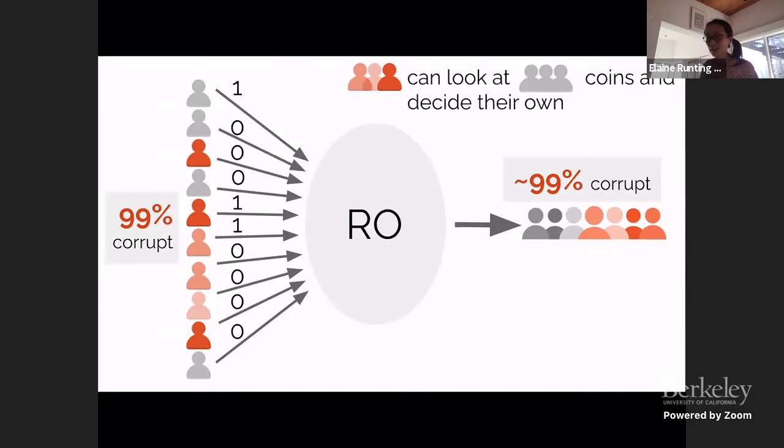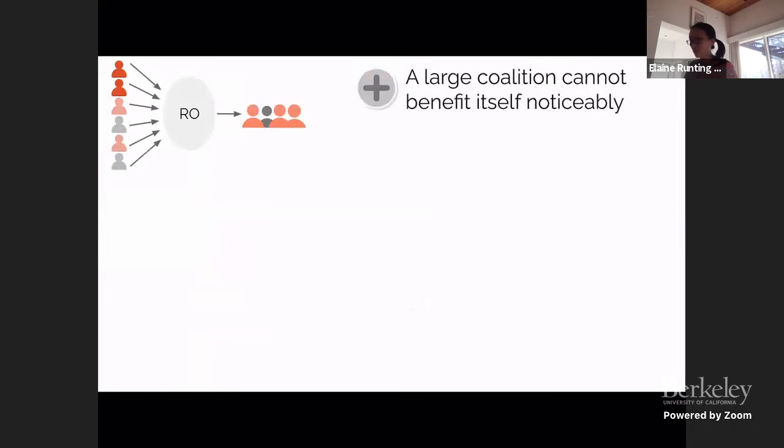Fortunately, we can prove that, let's say the entire universe has 99% red. And no matter what the adversary does, as long as the coalition is computationally bounded, the committee has to be, roughly speaking, 99% corrupt as well. It's a very good representation of the overall population.